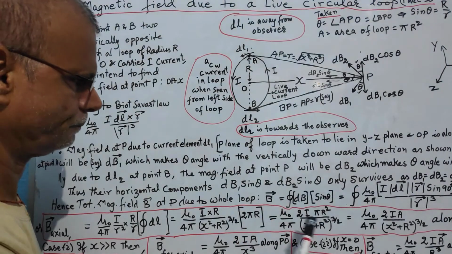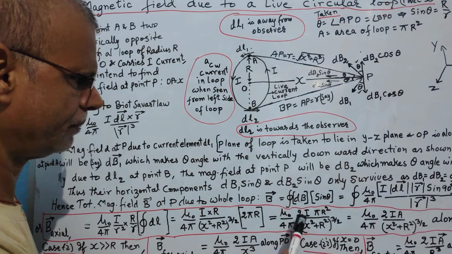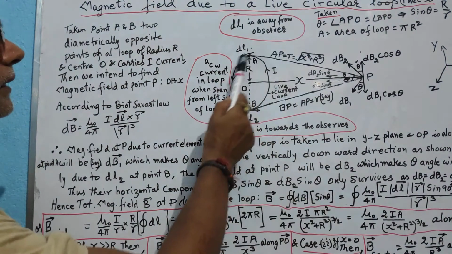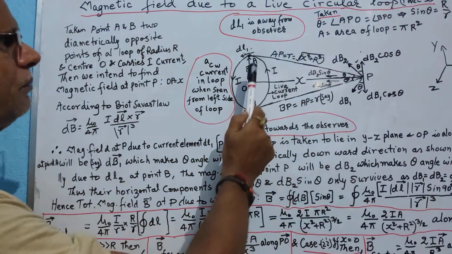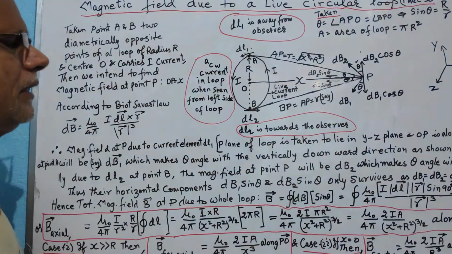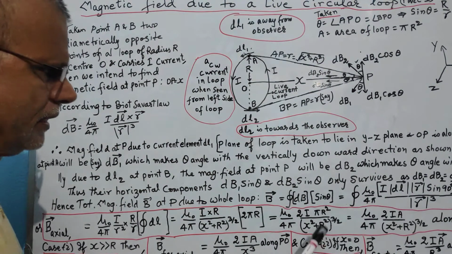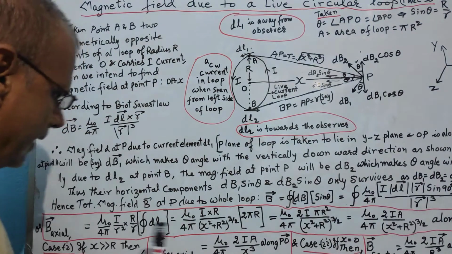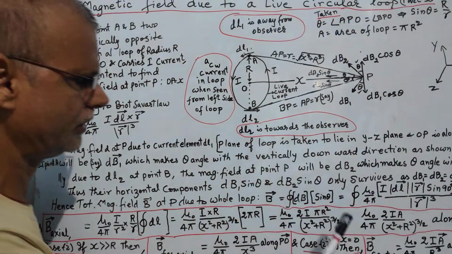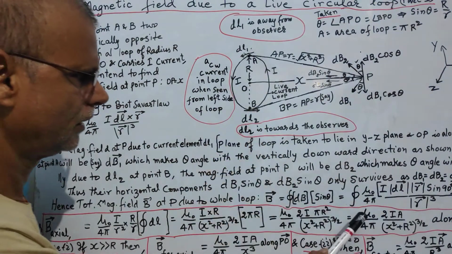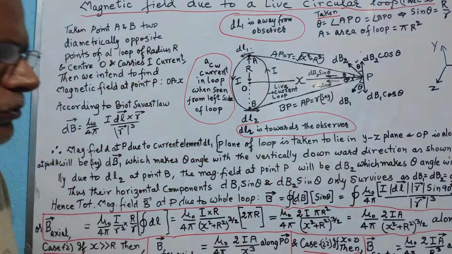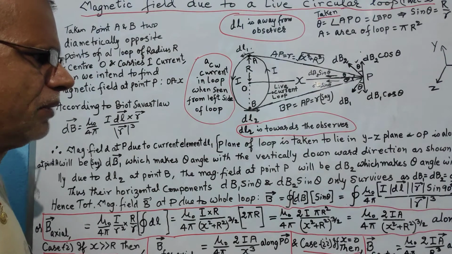So you see mu 0 by 4 pi 2i pi r square. For pi r square you can write the area of the loop, because you have the formula that the area of the circle is pi r square, so here pi r square is replaced by A. So you get the magnetic field at any axial point due to a current loop equal to mu 0 by 4 pi 2iA divided by x square plus r square whole to the power 3 by 2.